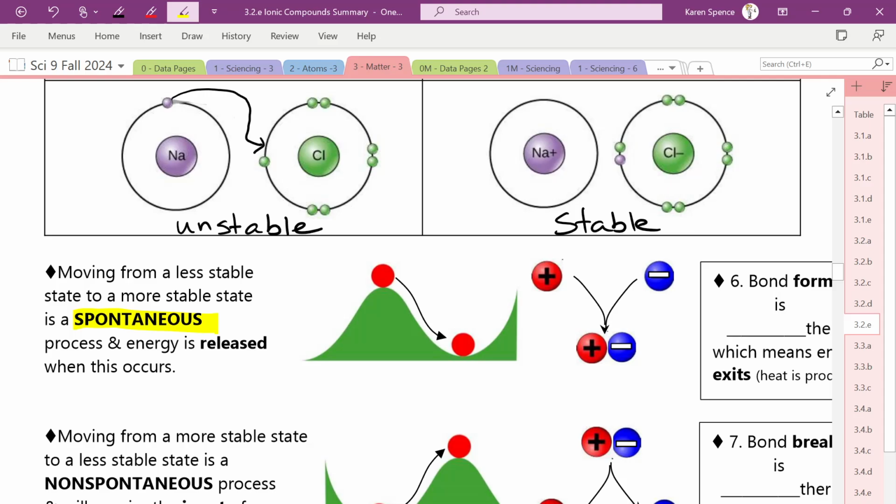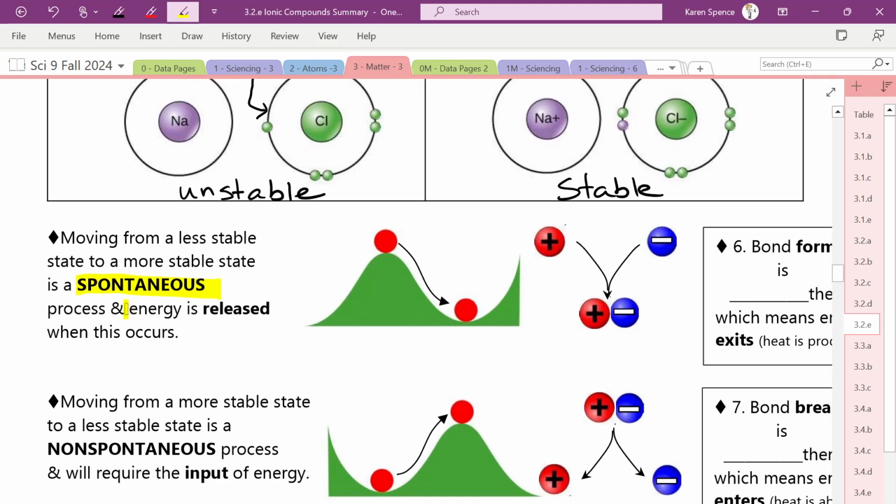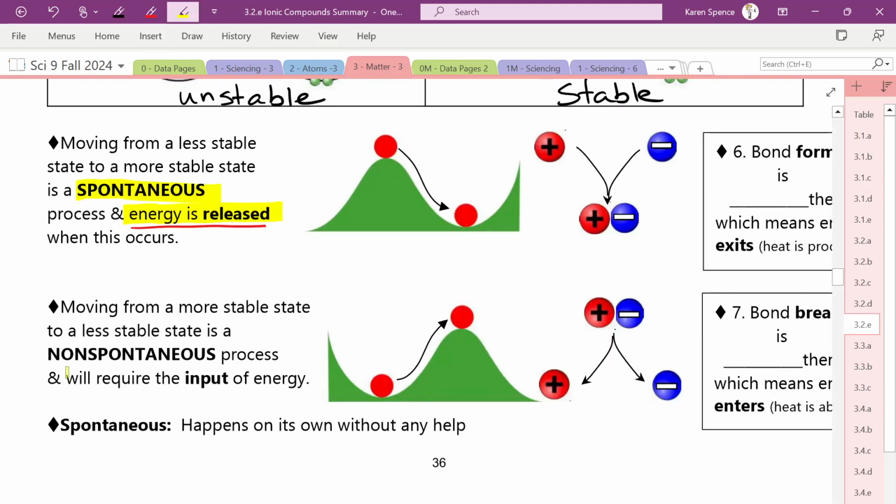But if you put the ball at the bottom of the hill, will it roll up the hill? No, that is a non-spontaneous process. Could you make it roll up the hill? Yes, but would you have to put energy in? Yes. Okay. So if a process is spontaneous, we release energy. If a process is non-spontaneous, it will require the input of energy.